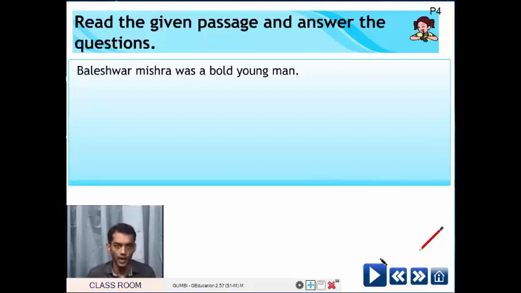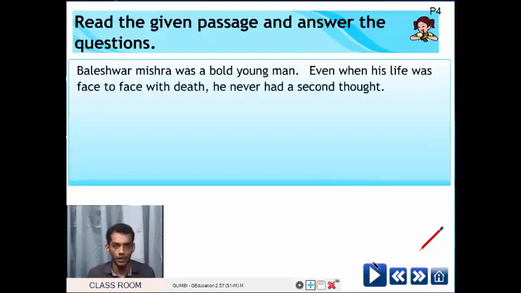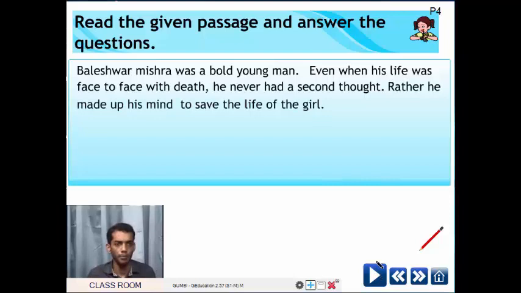Baleshwar Mishra was a bold young man. Repeat it, children. Baleshwar Mishra was a bold young man. Even when his life was face to face with death, he never had a second thought. Rather, he made up his mind to save the life of the girl.